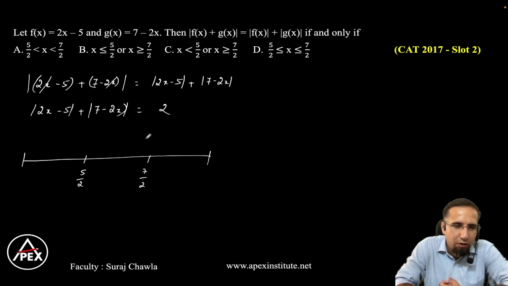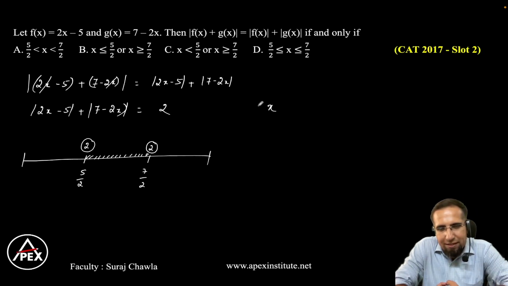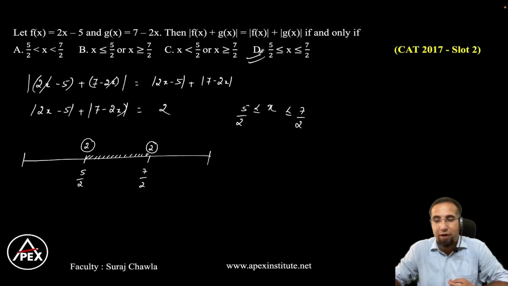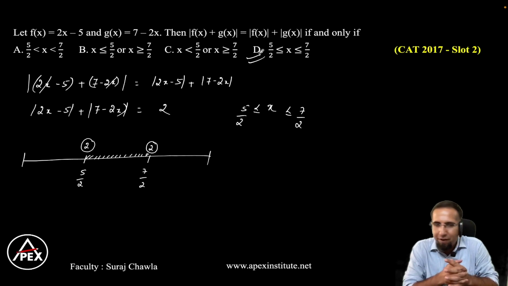Let us replace these values here. If I replace 5 by 2, this becomes 0 and this value will give me 2. For 7 by 2, 7 minus 5 is 2, and if I replace this here, this value will become 0 and this value will always give me 2, and I want it equal to 2. Equal to 2 means any value between this range will satisfy our given answer. Therefore, x is going to be greater than or equal to 5 by 2 and less than or equal to 7 by 2, and thus option D becomes our answer. So if I know how to handle the basics of modulus, then the job becomes very easy in the examination.